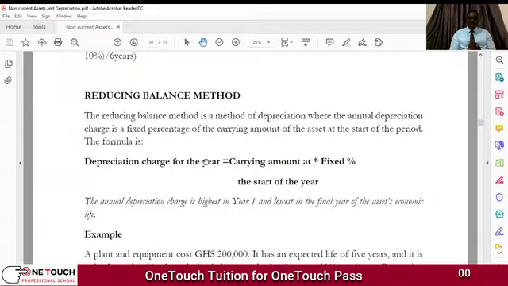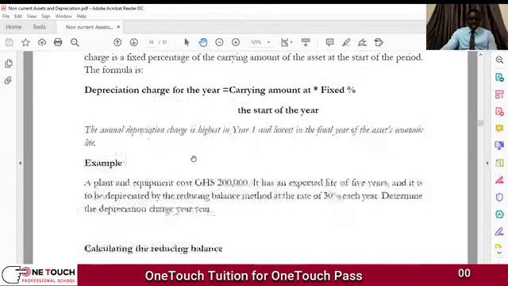Now the formula is depreciation charge for the year equals the carrying amount at the start of the year multiplied by a fixed percentage. The annual depreciation charge is highest in year one and lowest in the final year of the asset's economic life. Good. So let's see.